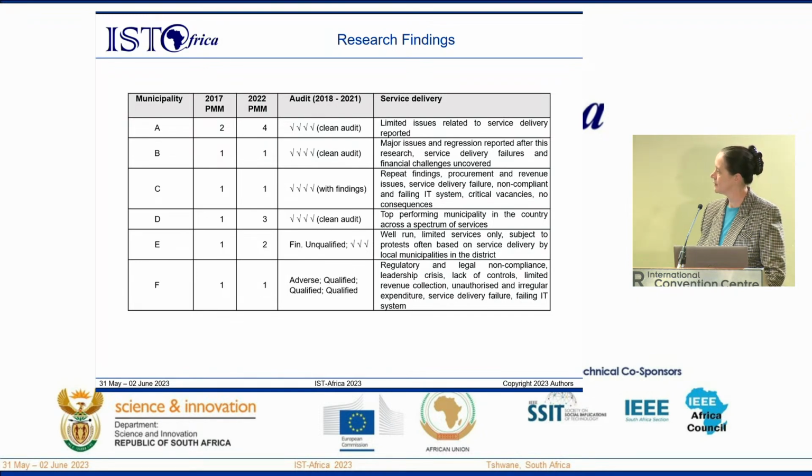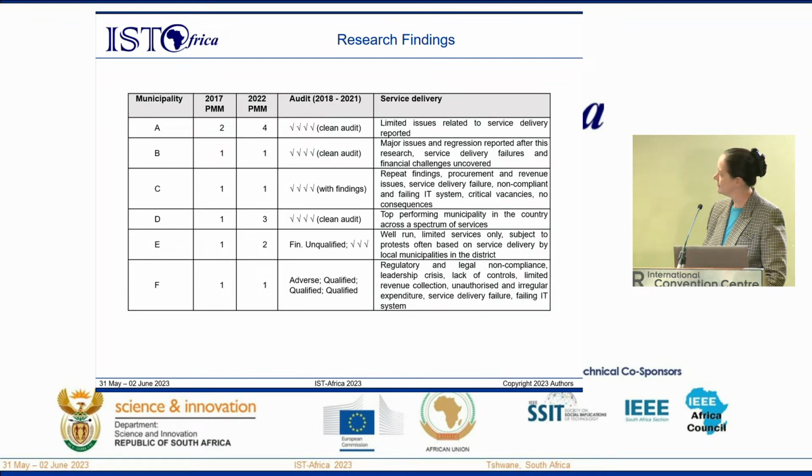So clean audit means without findings, but with findings means there were matters that were emphasized or highlighted by the Auditor General as needing attention. D, also a clean audit. E was financially unqualified in the first year, and then 3 clean audits. Financially unqualified and clean audits, not exactly the same thing. Okay, and then in the last municipality, adverse findings, qualified finding, and again, qualified finding. Now, bear in mind that this is not necessarily a representation of their service delivery.